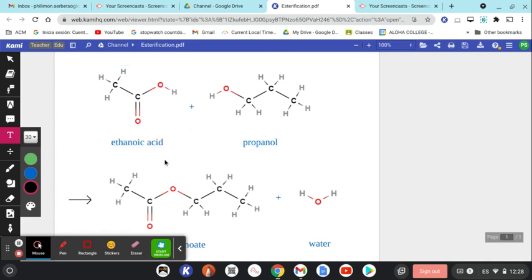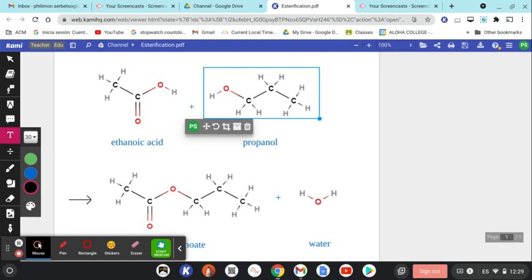Now this compound here is called ethanoic acid because it contains two carbons. That gives us the prefix ethan, and obviously it's a carboxylic acid, so it's called ethanoic acid. And here we have an alcohol with the OH group and three carbons, so the prefix is propanol. Now, what happens when you react these two together?